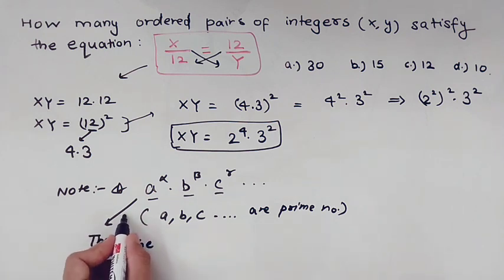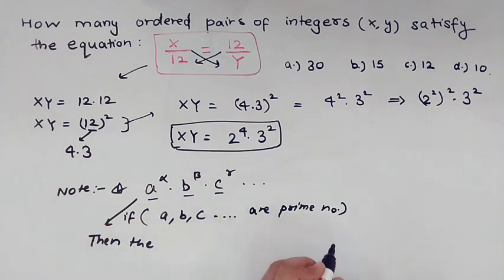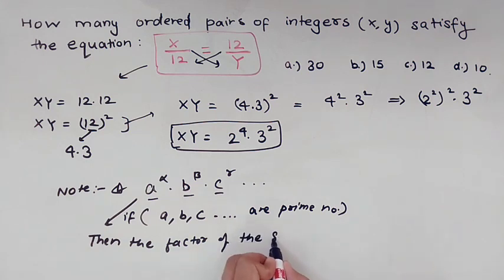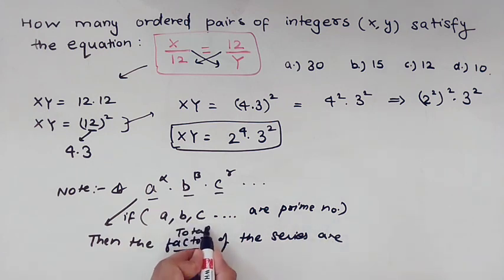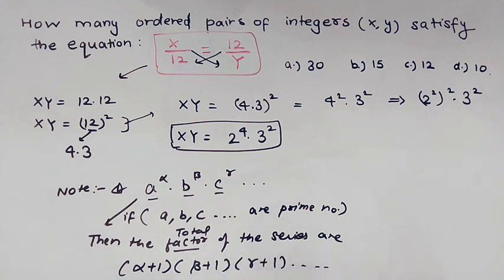then the total number of factors of the series is (alpha plus 1) multiplied by (beta plus 1), (gamma plus 1), and so on. It will be better if you take a note of this important point, and if it's clear we can head forward. You can pause the video and take a screenshot of this part, or just note it down.